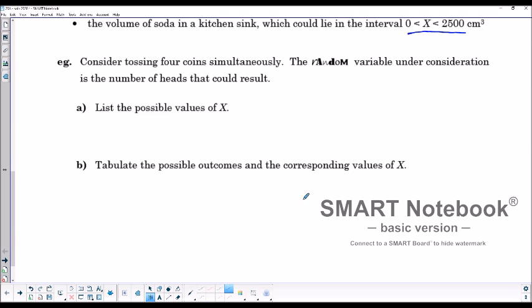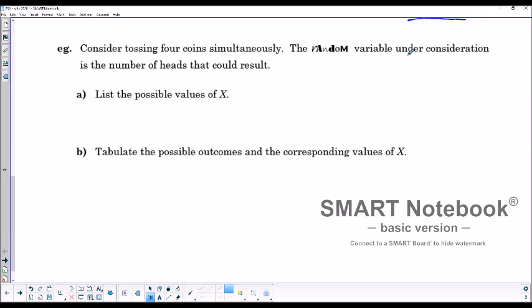So to take a look at this example, consider tossing 4 coins simultaneously. And the random variable under consideration now is the number of heads. We don't worry about the number of tails because that will become apparent. So list the possible values of x. If all four tails turn up, then the number of heads is zero. If one head turns up and three tails, then x equals one. Then two heads and two tails, three heads and one tail, or all four heads. Those are the possible values that x could take, because x, the random variable in this case, is discrete because we're looking at the number of heads.